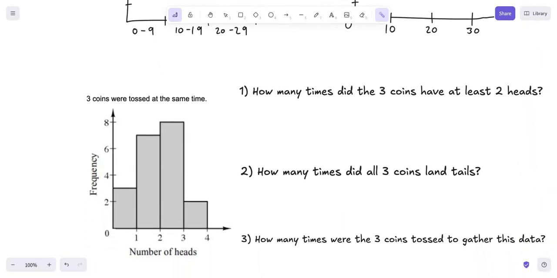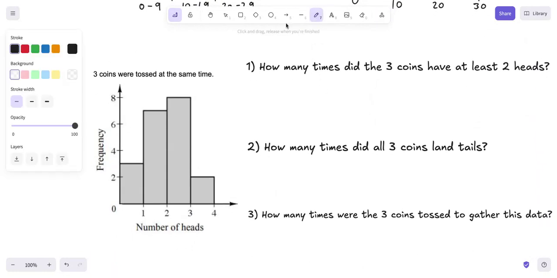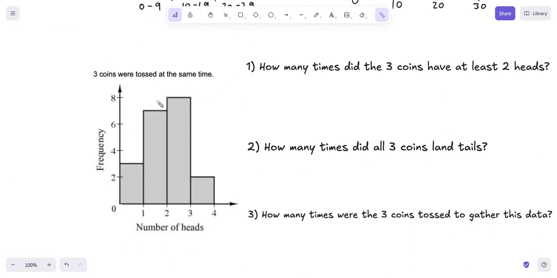All right, let's do some practice problems. So here we have a histogram. They say 3 coins were tossed at the same time. So you're flipping 3 coins. Sometimes you get just one head. Sometimes, this is 0 to 1, right? So actually this includes 0 but not 1. So this is 0 heads. All 3 coins were tails.